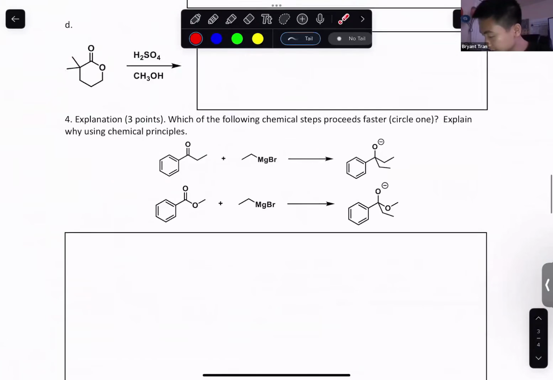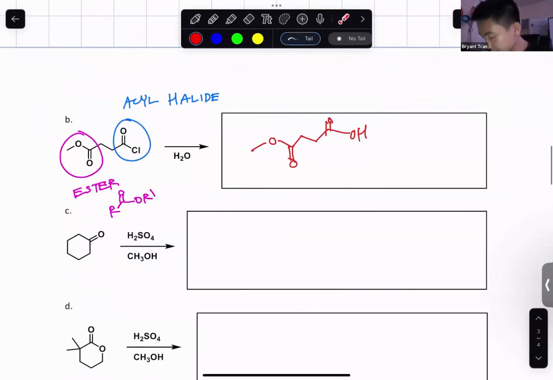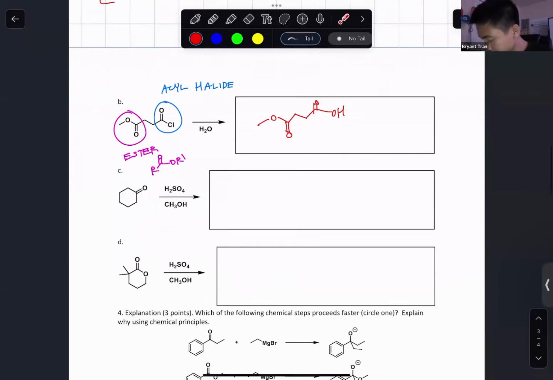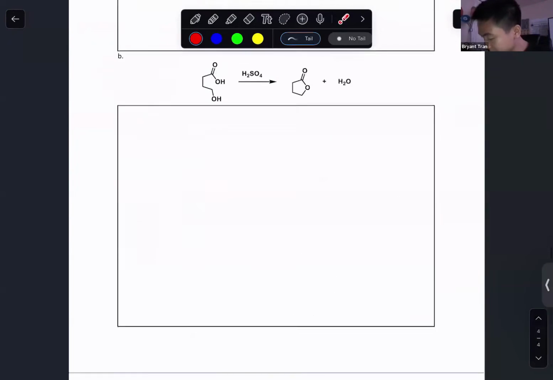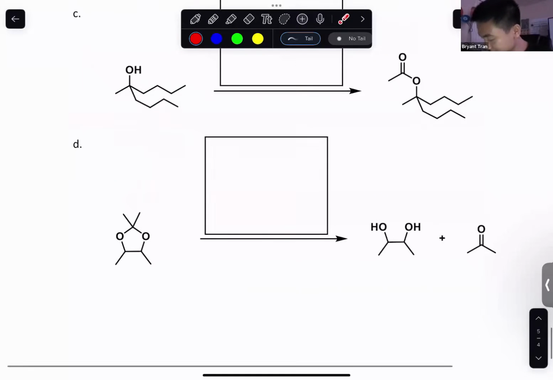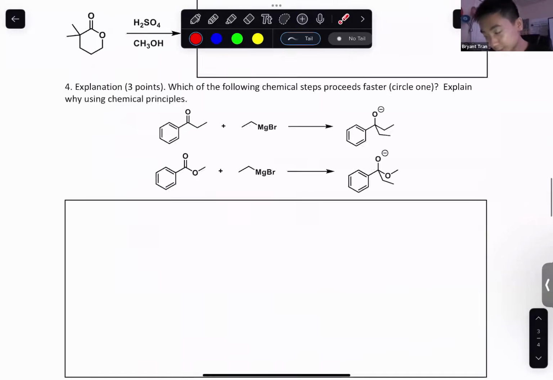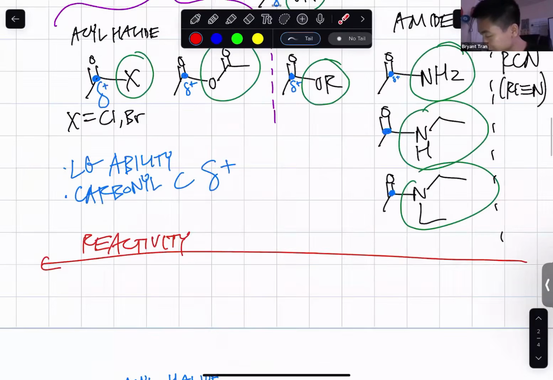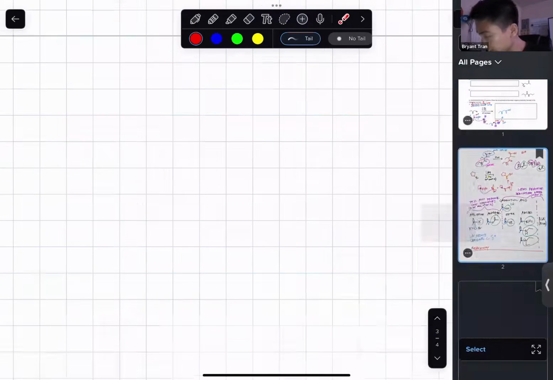Let's move on to the next one. Okay, let's look at this one over here. This one here is going to be very similar to this last synthesis problem over here. So let me teach you this reaction first before we go over that problem.